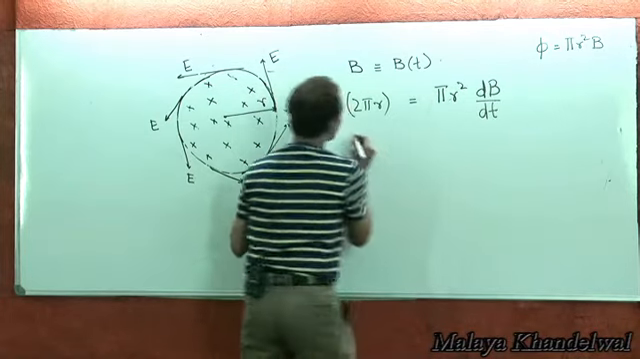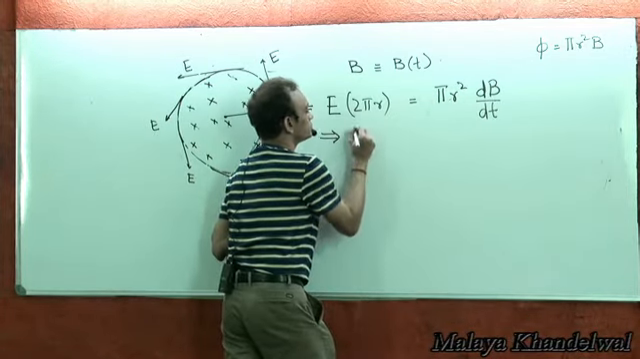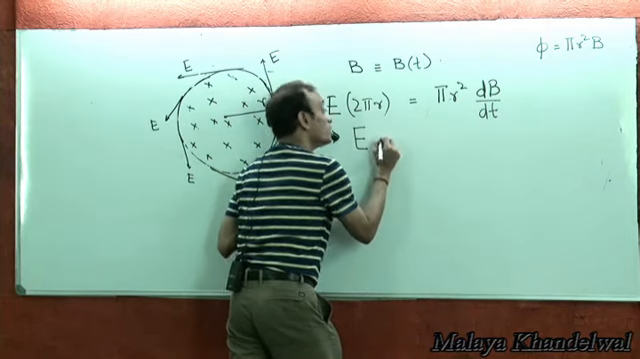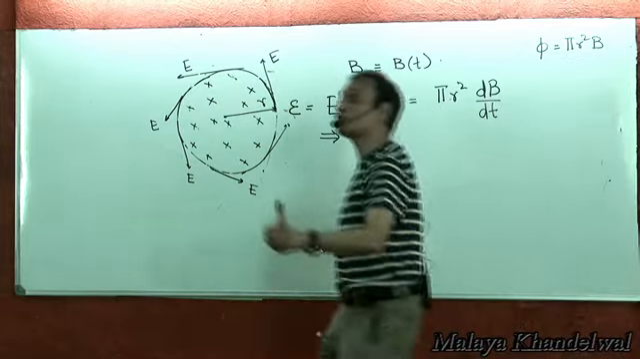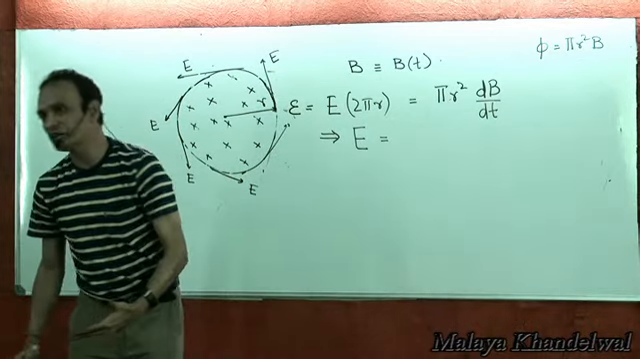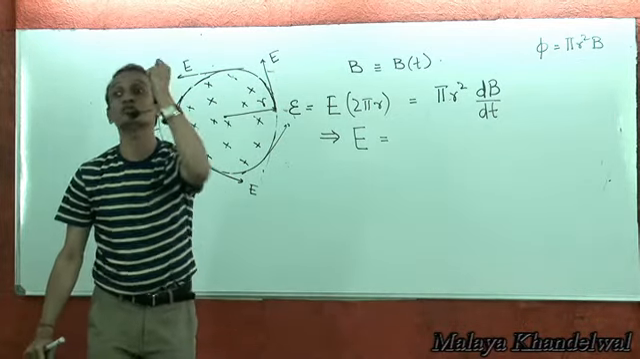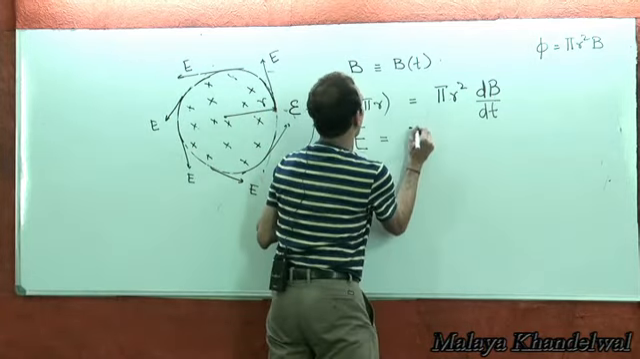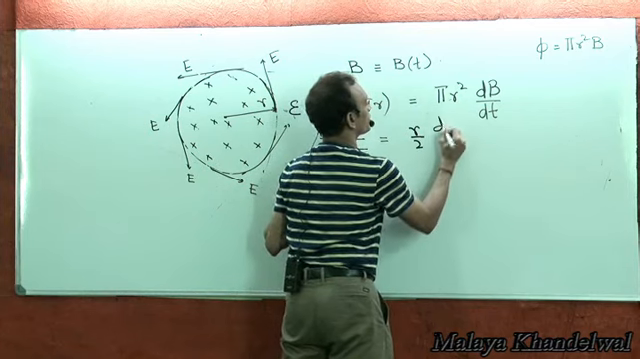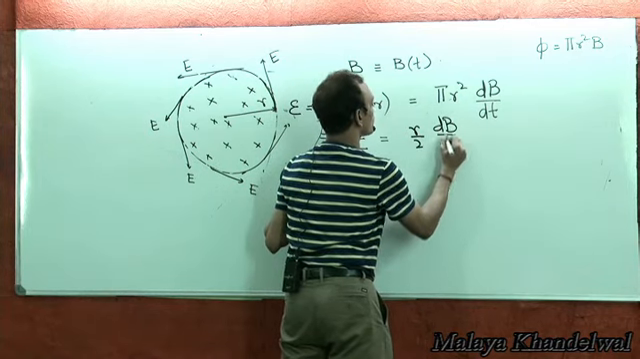So the electric field that is produced in the loop, the tangential induced electric field produced out of a time varying magnetic field, is given by R by 2 dB dt. This is a result we use often.